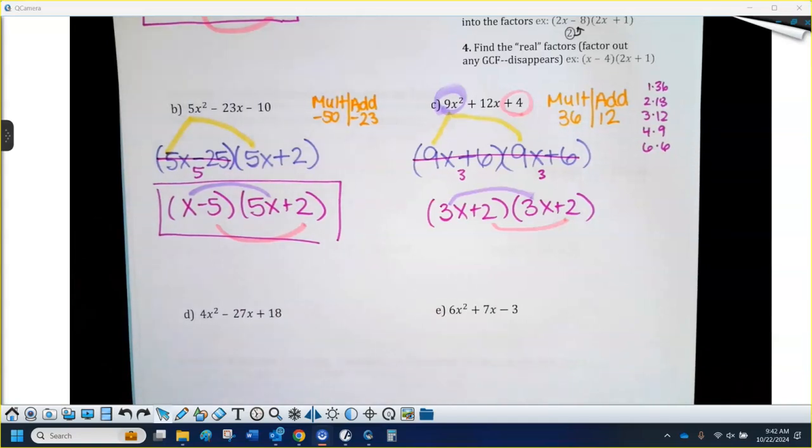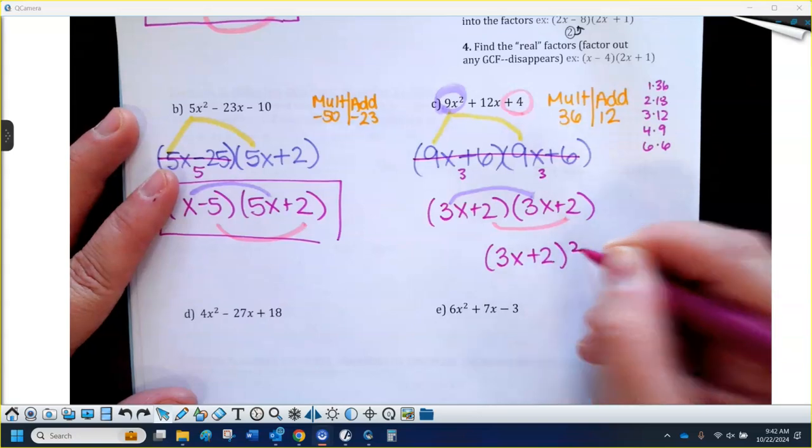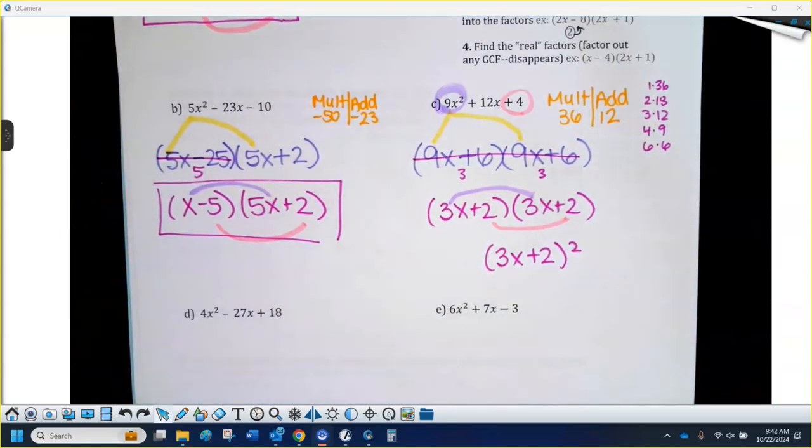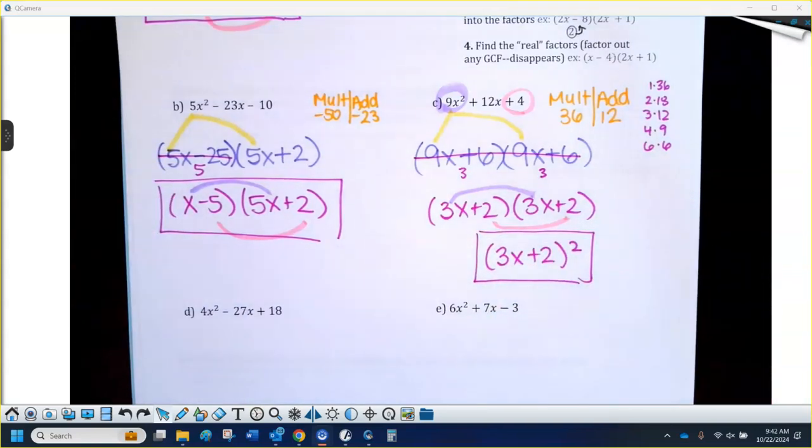The only other thing I would have you do here, since these two factors are identical, let's just squish it together for our final answer, and we'll write it as (3x+2) squared. And you guys will definitely see when we start using this to solve some equations, if you are able to write your factors and they're both the same in that format, that can make the problem really easy to solve. But we'll do that a little bit later in the week. Is anybody having a question at the moment?